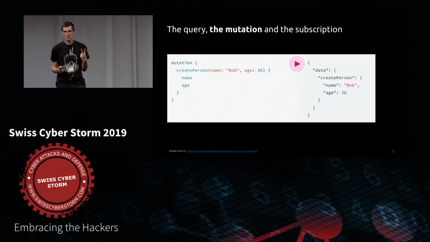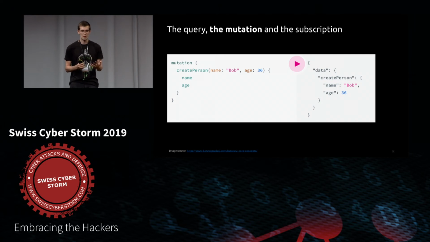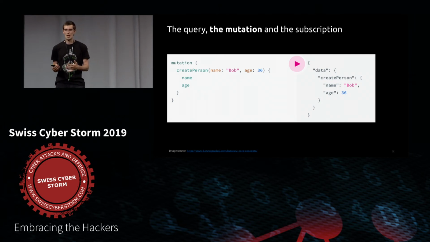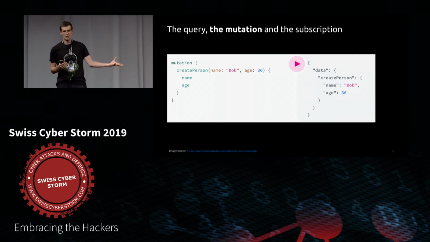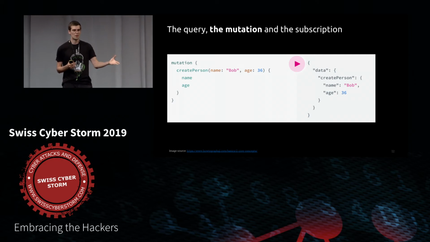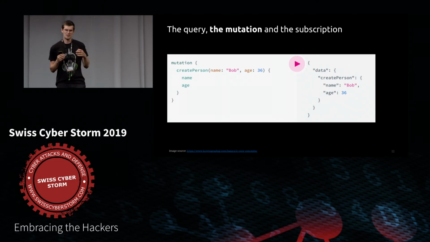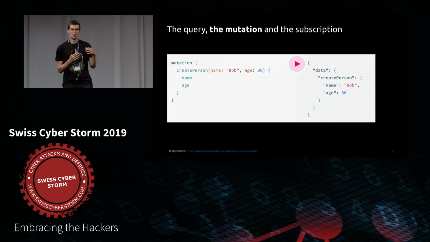The second type of request is called mutation. You use mutation when you want to modify data, delete data on the server, or maybe create something. It's almost the same as a query, with the exception that you have parameters. Parameters are like when you want to change a name, you specify the name, and so on. Here there can be SQL injections.